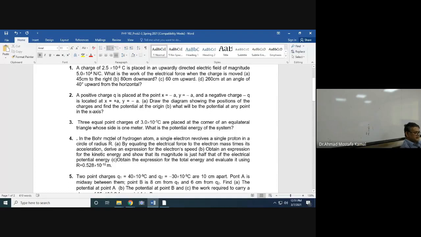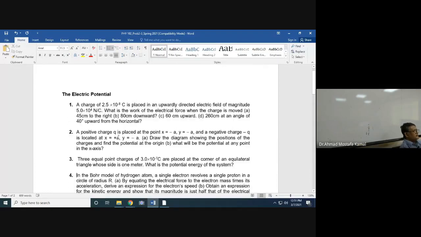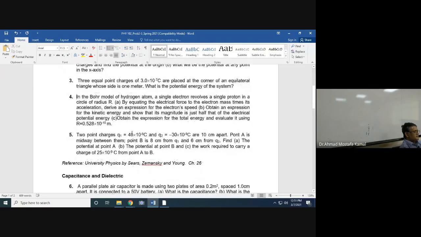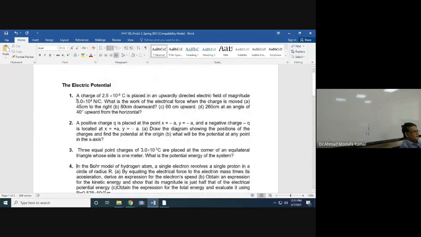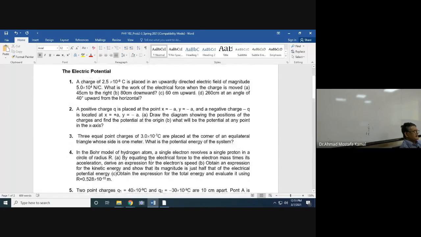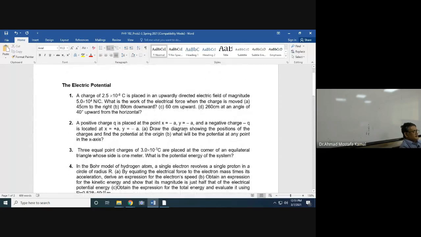We are going to finish chapter 2 this month. After finishing these 5 problems, the chapter will be finished. Then we should go for the next chapter, chapter 3, capacitance and dielectric. To solve this one, you have to participate in the solution.